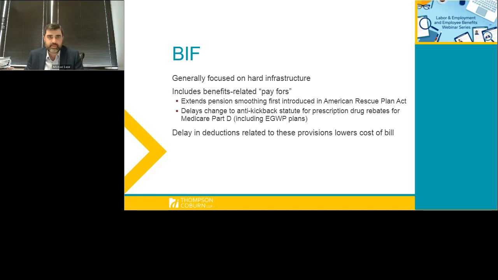It also delays a change to the anti-kickback statute for prescription drug rebates for Medicare Part D. And that really impacts only employers who sponsor sort of retiree medical plans, including EGWP plans. The delay in the deductions available to employers as caused by these changes would lower the cost of the bill. So that's why they were thrown in there.